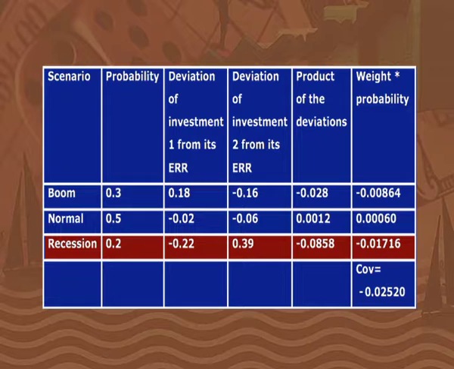Under scenario 3, which is recession, the probability of the same is 0.2. The deviation of investment 1 from its expected rate of return is minus 0.22. The deviation of investment 2 from its expected rate of return is 0.39. The product of these deviations in recession times is minus 0.0858. Weight multiplied by the probability is minus 0.01716. Hence, the summated weights will bring a covariance of minus 0.02520. Since the calculations produce a negative covariance, there is a tendency for the returns on the portfolio to co-vary in opposite directions.